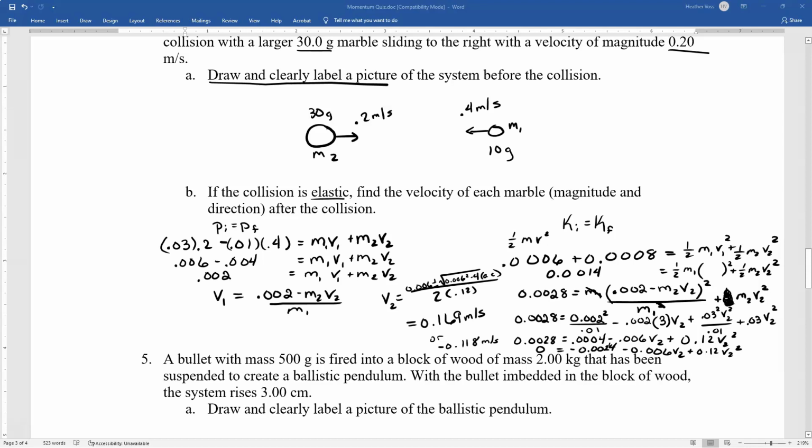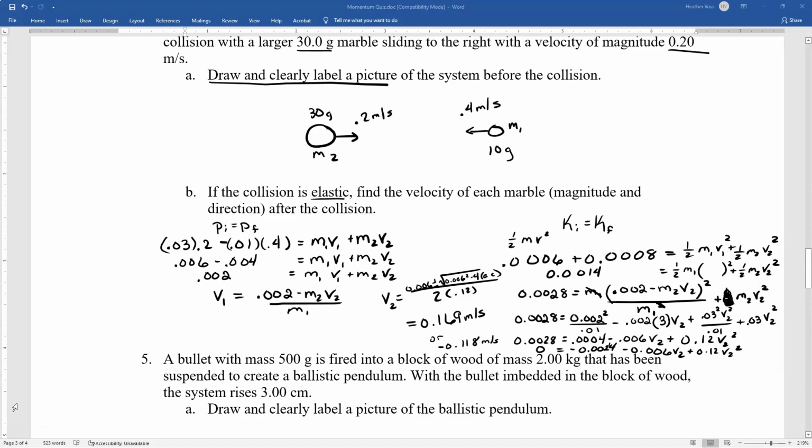0.002 minus mass 2, 0.03 kilograms, times this negative mass, so negative velocity, 118. That's going to flip signs to a negative. And I divide that by my mass 1, that 0.01 kilogram. I get that this velocity has bounced back to the right.